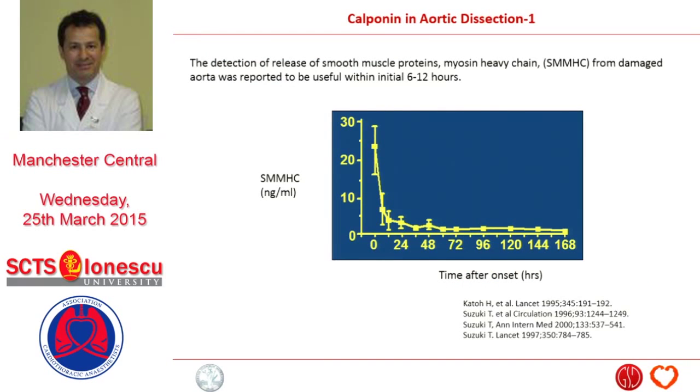Another biomarker that I would like to point out is calponin. Calponin looks like the counterpart of troponin for aortic disease, and comes from a previous study basically conducted by Dr. Suzuki in Tokyo, and now in Leicester, about smooth muscle myosin heavy chain released from the damaged aorta after the dissection. The fact is that this has a washout usually within 6 hours from the onset of symptoms, so smooth muscle myosin heavy chain was not useful for making the diagnosis of dissection after this time.